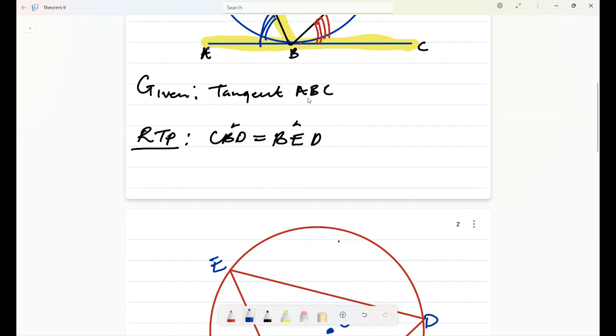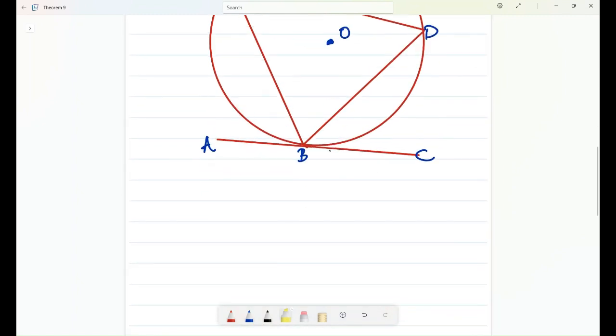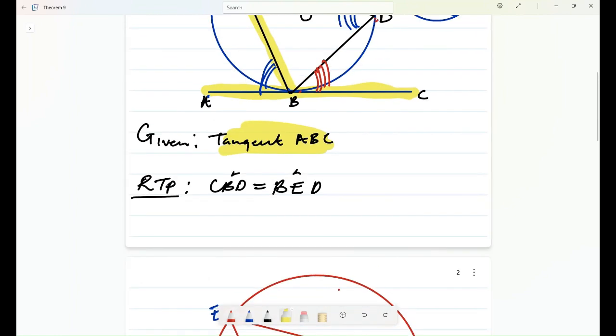Yeah. Now let's prove. We are given a tangent ABC. Here is our tangent ABC. Again, you are given center O. I'm not sure how I did not include that. We are given center O. Again, now we are required to prove what?